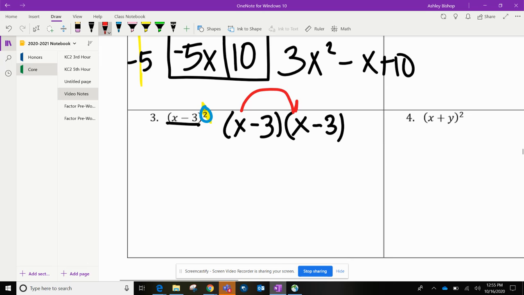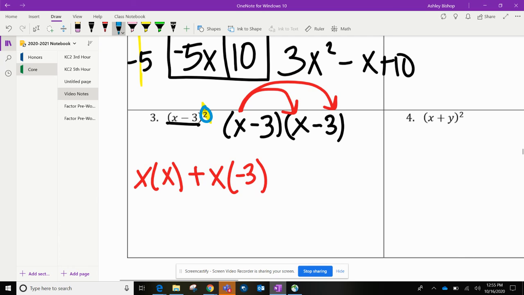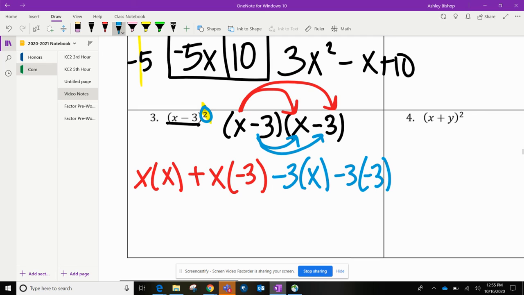You know that this x needs to get multiplied by that x. And this x also needs to get multiplied by that -3, so plus x times that -3. Then you know that this -3 needs to get multiplied by this x, so I'm going to do -3 times x. And this -3 needs to get multiplied by -3, so -3 times -3. Okay, so use your arrows. Everything in this binomial needs to get multiplied by everything in this binomial.